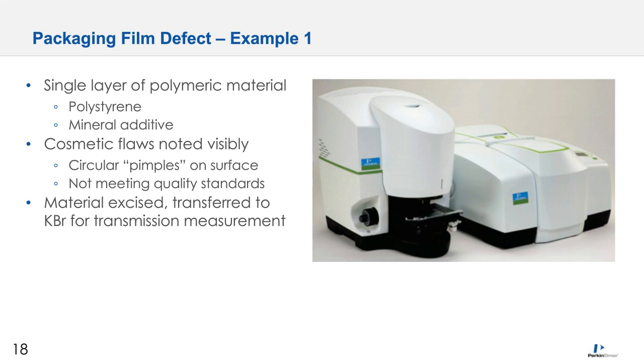Cosmetic flaws were noted visibly. So as the film comes from the production line, circular pimples on the surface were noted. The presence of these pimples causes that film to fail the quality standards of the manufacturer. To get answers and insight into the cause for these pimples on the surface of the material, the sections of film which contain these particles or these defects were cut from the film. The material was excised from these pimples and transferred to a potassium bromide window for transmission measurement.